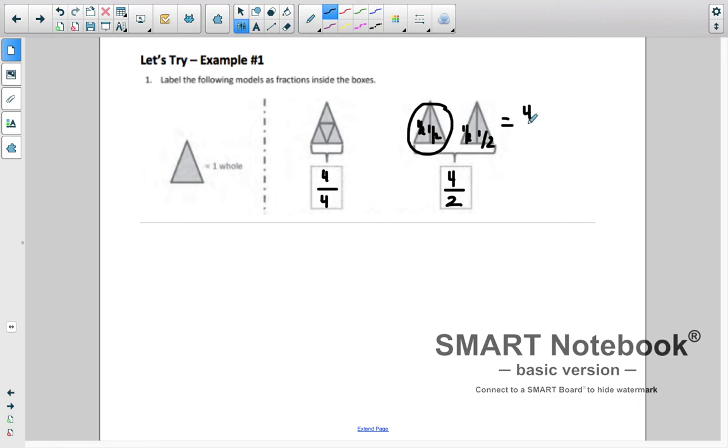And remember, the bottom number doesn't change. The bottom number of each of these fractions is 2. So it would be 4 halves. So when we're trying to figure out the bottom number, you want to just look at one of the pieces and see how many times it's split into. In this case, this rectangle is split into 2 pieces, so it would be 4 halves.